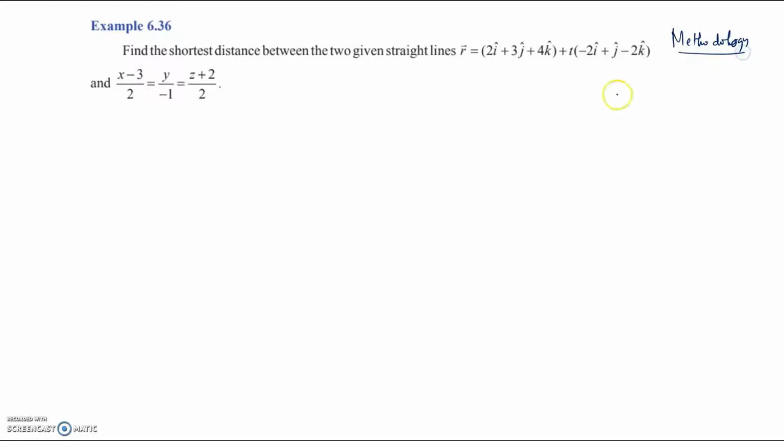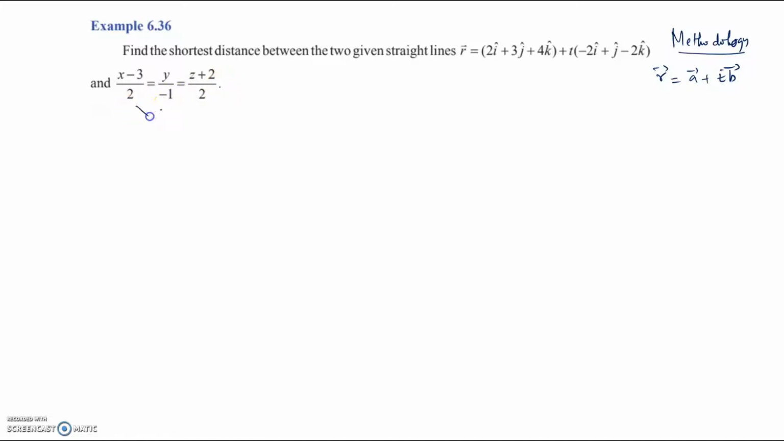So the methodology would be, you're already given this first straight line in the form vector r is equal to a vector plus t times b vector. Next, we need to rearrange the second equation into this parametric form. So how can we do that?